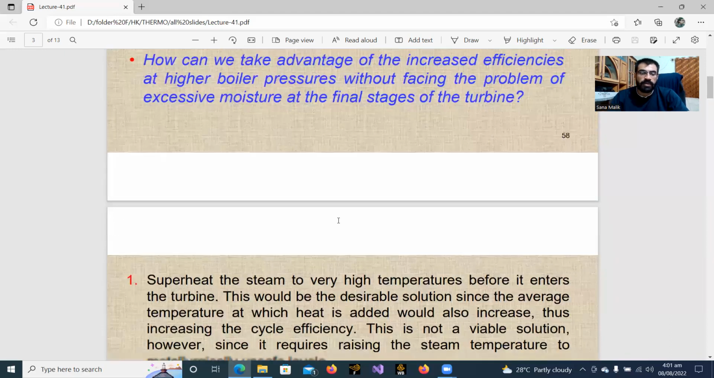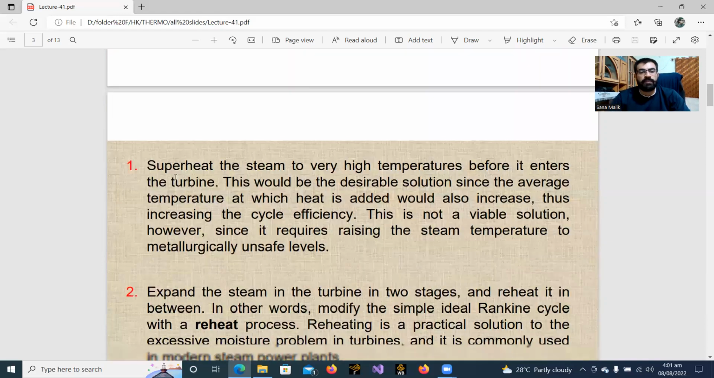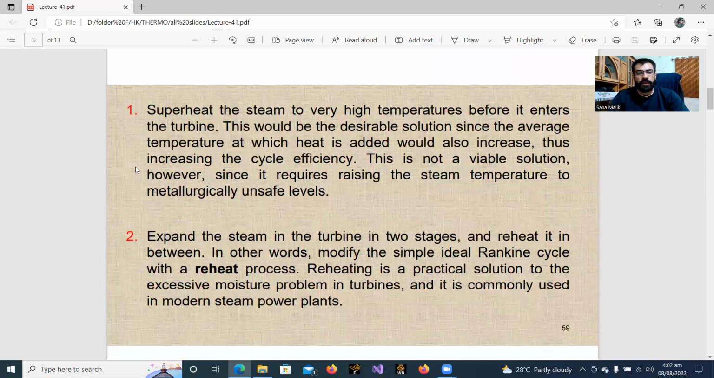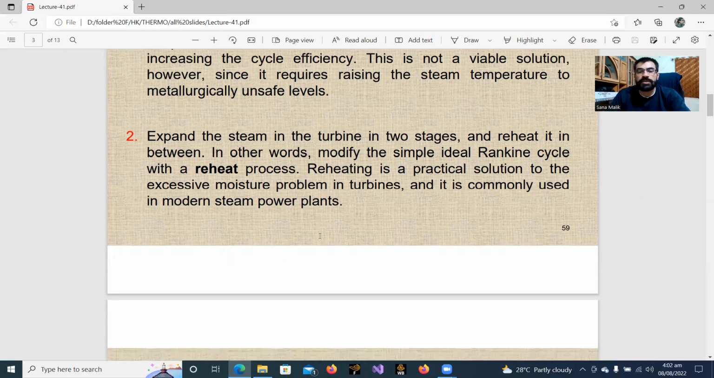Now, the only problem with that is the moisture content we receive at the turbine outlet, which is a metallurgical limit, and it's going to affect the life of the turbine blades. So one way is to superheat the steam to very high temperatures before it enters the turbine, which will eliminate any moisture. Another way is to expand the steam in the turbine in two stages, and reheat in between. Otherwise, modify the simple ideal Rankine cycle with the reheat process, which is very common nowadays.